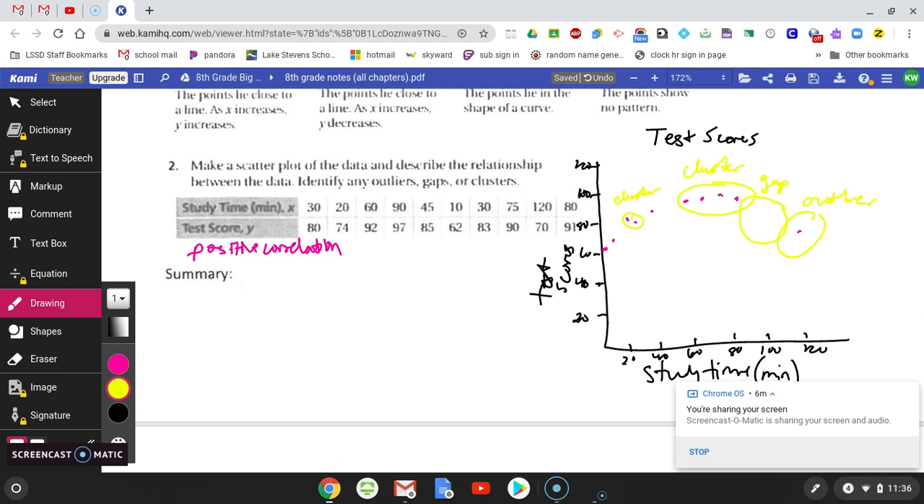Okay. So being able to read a graph, being able to tell what type of correlation there is, that's the main point of today's lesson. So take a second, write your summary, and make sure if there's anything you have questions on, you're marking those questions down so you can get those questions answered.